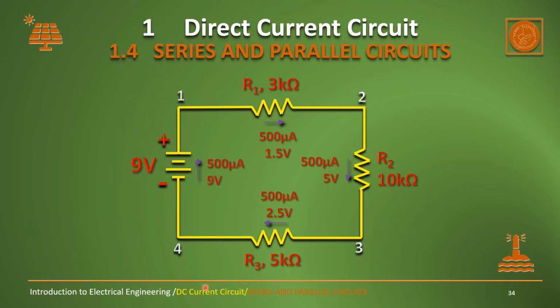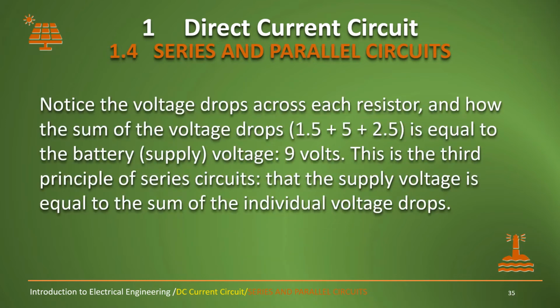From these schematics, we get all the information that we need. Notice the voltage drops across each resistor: the sum of the voltage drops, 1.5 plus 5 plus 2.5, is equal to the power supply voltage, 9 volts. This is the third principle of series circuits: the supply voltage is equal to the sum of the individual voltage drops. You have to remember this third principle.